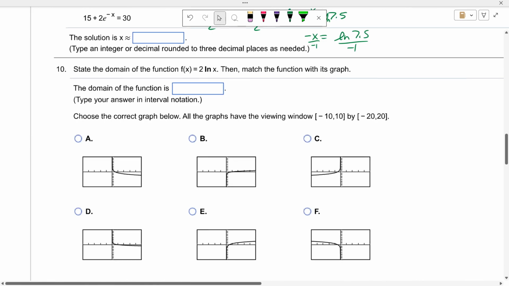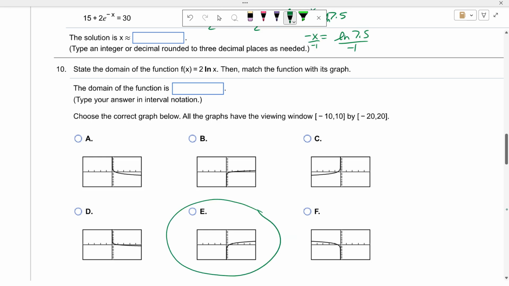It says state the domain of this function. What I would do is graph it first. 2 ln of x is twice as high as a normal natural log, which I think would be this one. You'd have to graph it to see which one works, but I think it's that one, because it should cross here at, yeah. Well, it could be B. I don't know. It's one of those two.